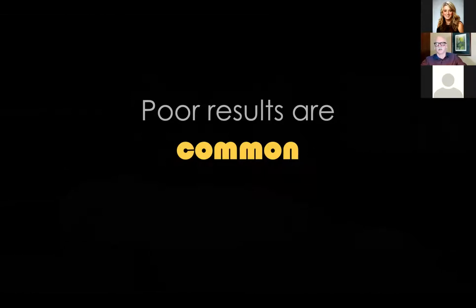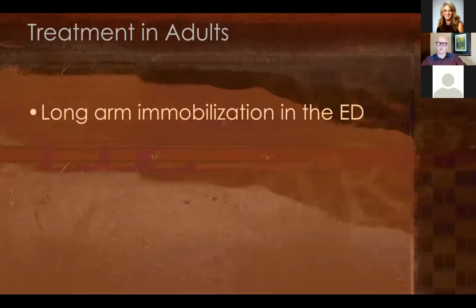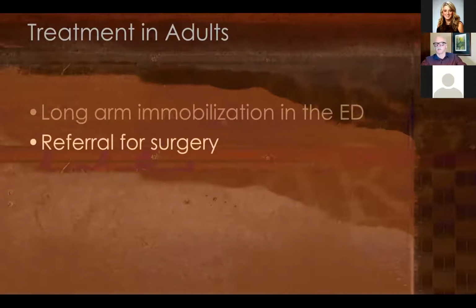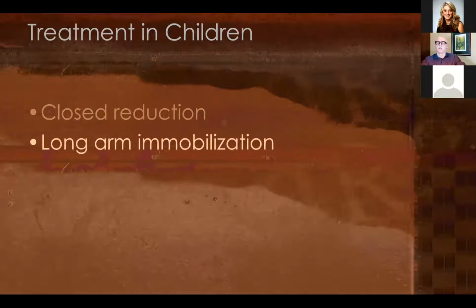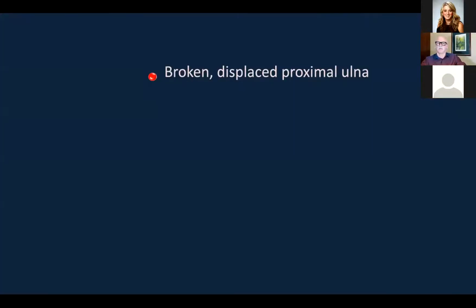So in general, Monteggia injury has an eponym because it has very poor results in general, especially for adults. So for adults, it's long arm immobilization in the emergency room and referral for surgery. They're all going to get surgery. In kids, a little different. They'll often do a closed reduction. As a general rule, I think this doesn't belong in our bailiwick. This is a call to orthopods and let them do the reduction. But occasionally they'll do that long arm immobilization and follow up.